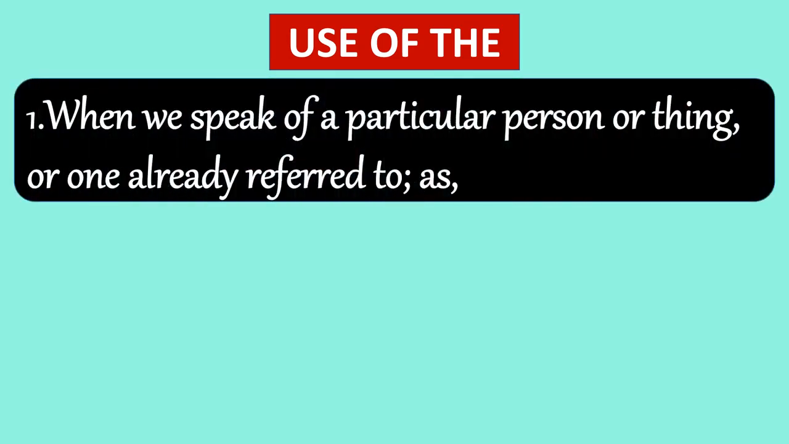Now let's start the use of "the". I have already told you that "the" is a definite article because it points out some particular person or thing. So according to your P.C. Wren's grammar book, there are a total of 8 uses of "the". The first one is when we speak of a particular person or thing or one already referred to.